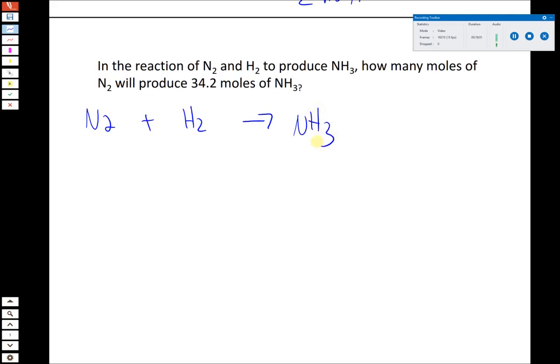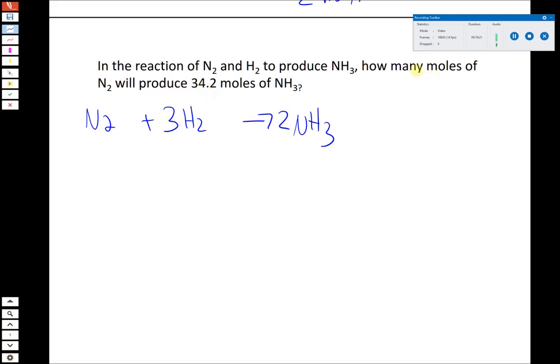All right, and again, maybe not the simplest one to balance, but we have 2 nitrogens on the product side, so we put a coefficient of 2 there. We have 6 hydrogens, so we put a coefficient of 3 there. So a pretty simple one to balance, but we had to make sure we get those ratios correct. And then we want to know how many moles of N2 will produce 34.2 moles of NH3.